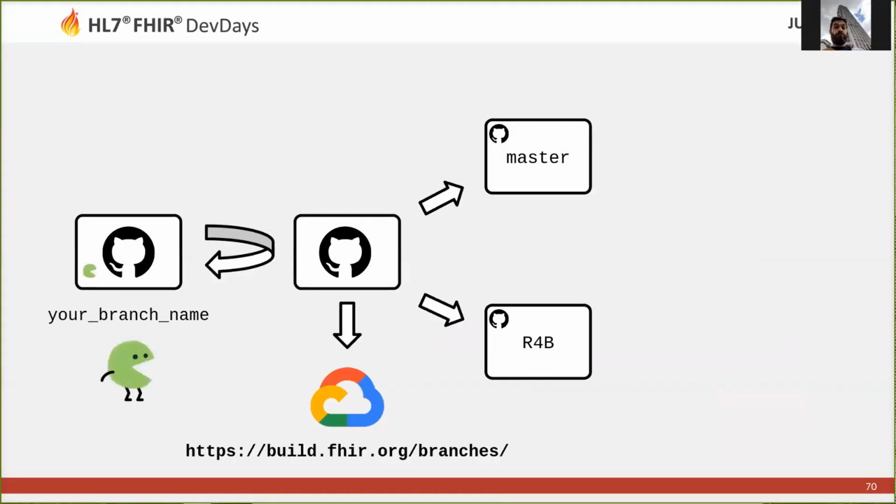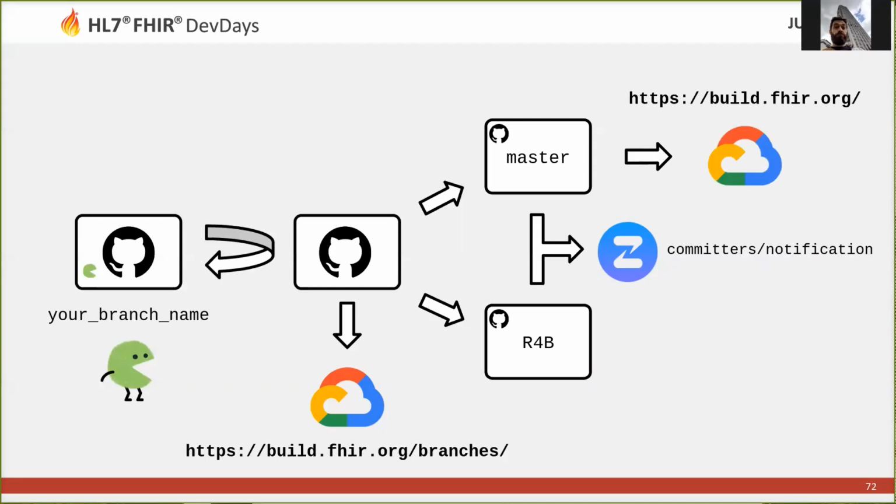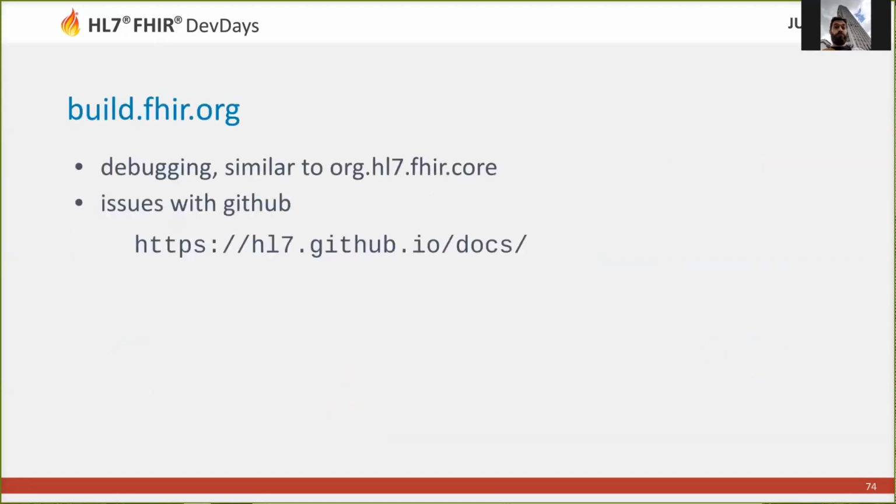Once we're satisfied with how the generated page looks and the build is passed, users will either merge their changes into master or R4B, depending on the FHIR version that they're targeting. On a successful merge, we send a message to the Zulip committers notification channel to let people know the status of the upload. And then in the case of master, we upload the built web page to build.fhir.org. Or in the case of R4B, we upload the built web page to build.fhir.org/R4B. The process for debugging failed builds is similar to that which I outlined for the core libraries. All of the logs are available to view.